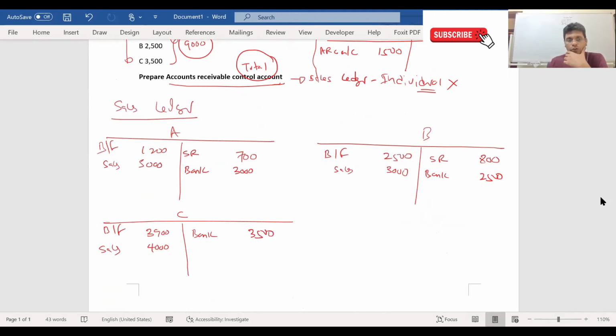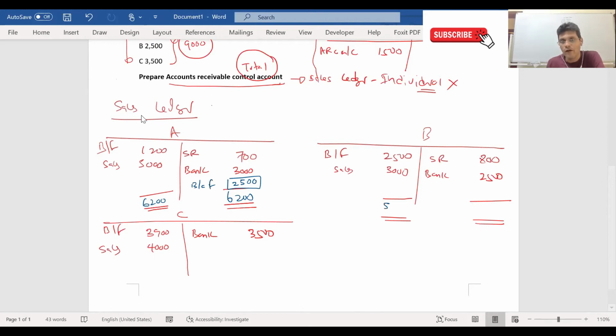Okay, so when you take the closing balances of these individual customers, what should be the balance? Here 6,200. So 7 plus 5 is 12, plus 4, 2,500. Okay, this is balance carried forward 2,500.